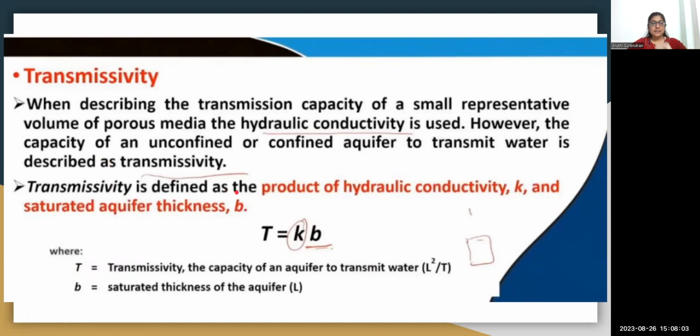Transmissivity is defined as the product of the hydraulic conductivity and the thickness of the saturated aquifer. Although in the question the thickness is represented by D, it can also be represented by B, so do not get confused with any other dimension of the aquifer. It is always the thickness of the aquifer multiplied by the hydraulic conductivity. And the unit will have dimensions of L square by T, so generally meter square per second or meter square per day.